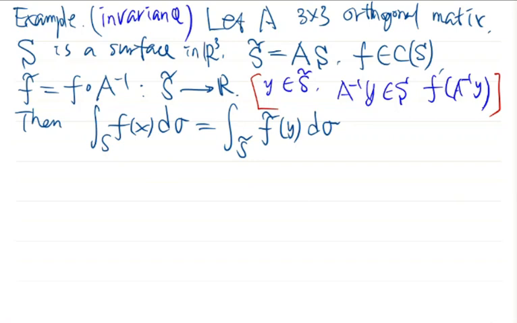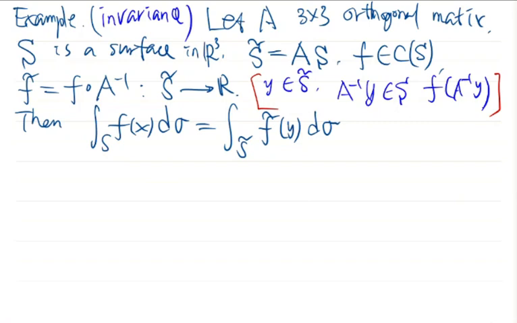That is, you apply an orthogonal transformation to a surface. At the same time, you apply the orthogonal transformation to a function. You move the surface to another place, and correspondingly, you move the function to that place. The surface integral remains unchanged. Okay, so this is why we call this result invariance.